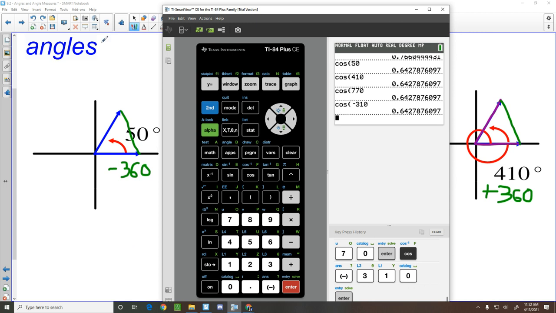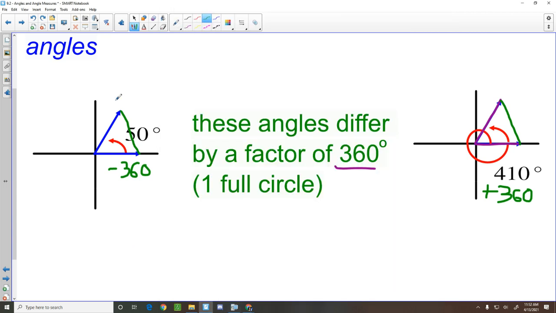Now, the nice thing about this, why we need to understand them, is because essentially there are only 360 possible values, no matter how many times you spin around. So if I keep on adding 360 over and over and over again, I'm still going to have the exact same small angle, that ending angle.